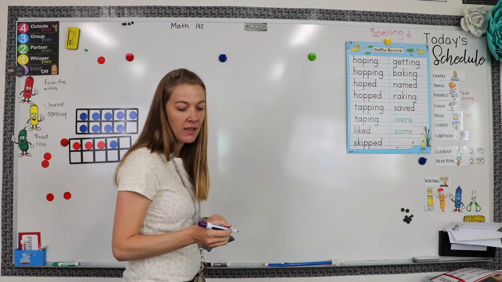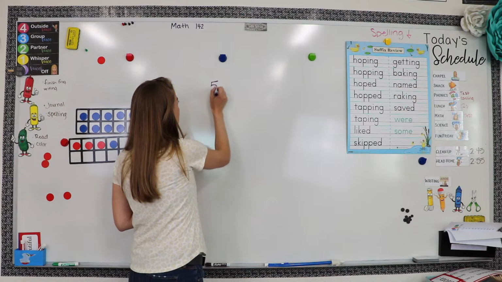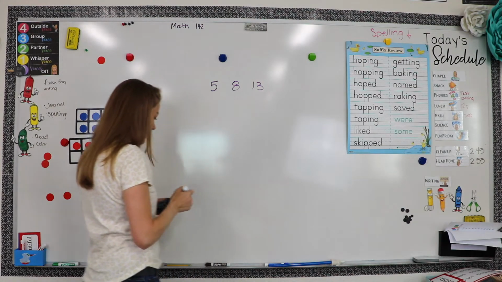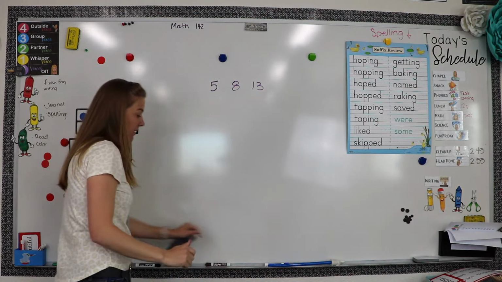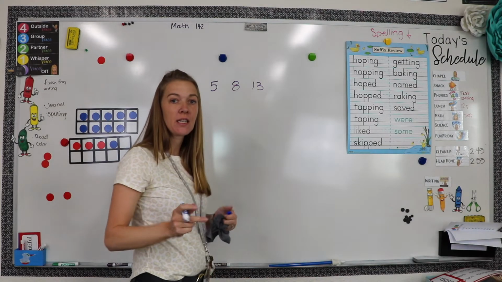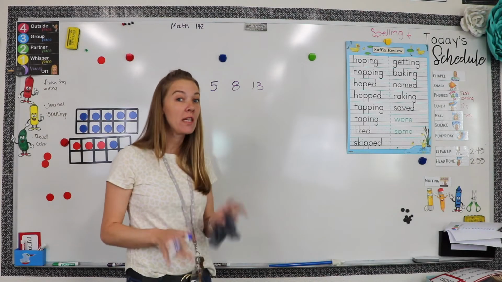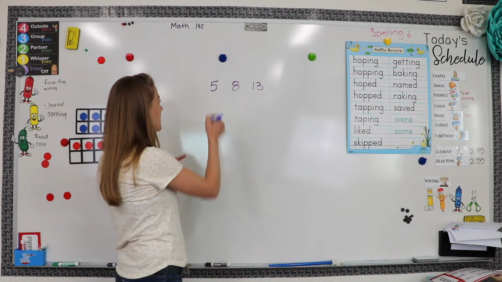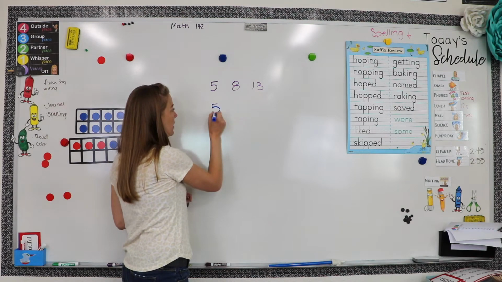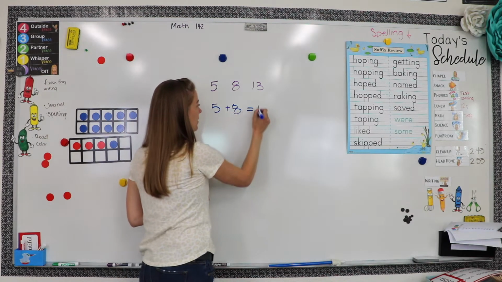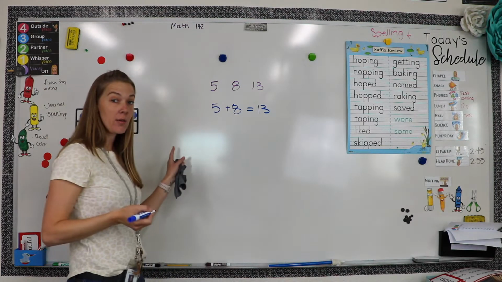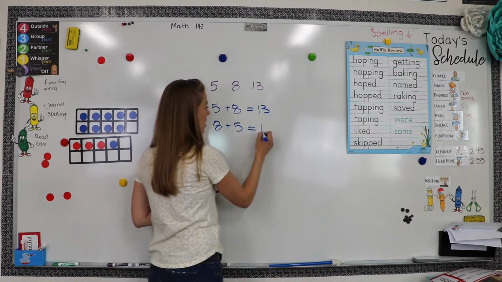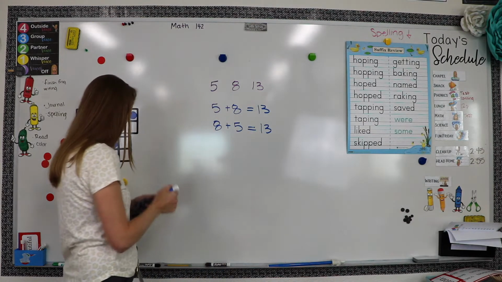So if I have 5, 8, and 13, what are the fact families that I can write using those? Remember, when you are writing addition and subtraction sentences, you can only use the numbers that you have up here. I cannot use any other numbers. So I could say 5 plus 8 equals 13. I could also say 8 plus 5, I'm switching the addends, is also 13. So those are my addition ones.